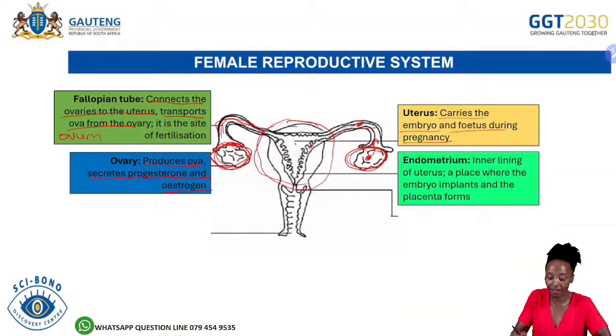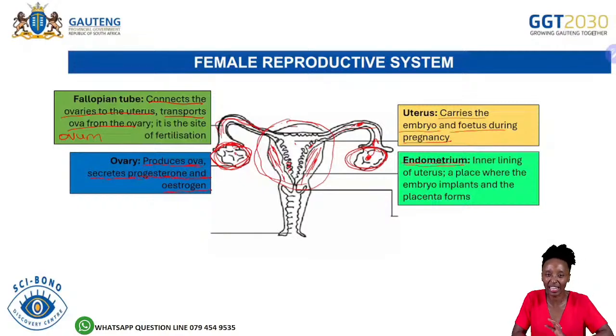Then we also have the endometrium. So now look at the diagram clearly. We have the uterus, and then we've got these muscle walls here, the uterine wall. This is all muscular. But then on the inside of the uterus, we also have this other wall. You can see it has fold-like structures. This is what we call the endometrium.